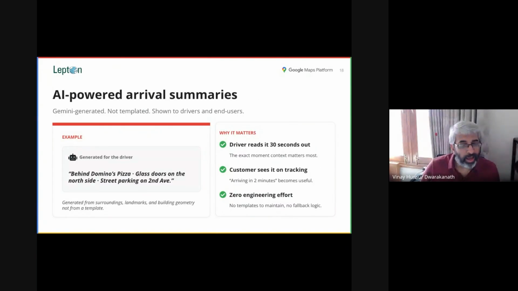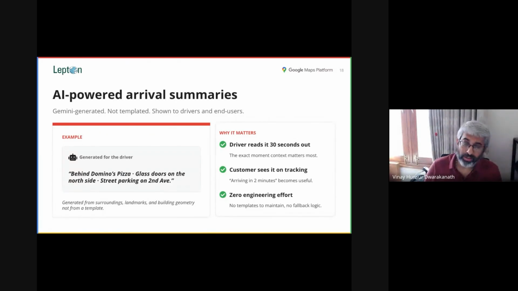Next is AI arrival summaries, right? So again, look at the example. Behind Domino's Pizza, glass doors on the north side, street parking on 2nd Avenue. That sentence is not written by a human, right? Gemini has generated it from the surroundings, from nearby landmarks, from the building shape on the map.